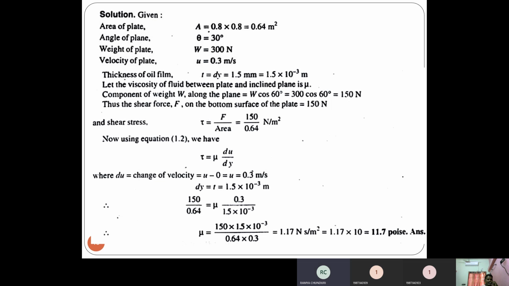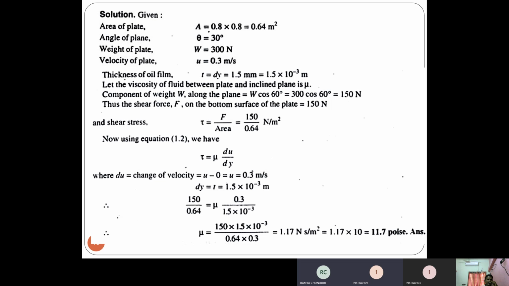Write down the given data. Area of the plate, A is equal to 0.8 into 0.8, that is equal to 0.64 meters square. Angle of inclination of the plane is 30 degrees. Weight of the plate is 300 newtons. Velocity of the plate is equal to 0.3 meters per second. Thickness of the oil film, t is equal to dy, is 1.5 mm. Convert this mm into meters: 1 mm is equal to 10 to the power of minus 3 meters.